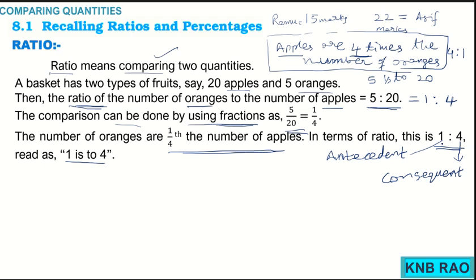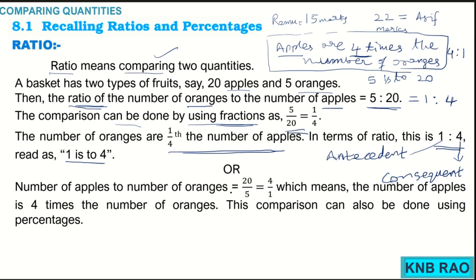What is the meaning of this ratio? It is one way of comparing two quantities using their quotient. How do we get the quotient? When we do the division, we get the quotient. So, that is the meaning of ratio. I hope you got it clearly. Coming to the next, the number of apples to the number of oranges. That ratio will be 20 is to 5, that is 4 upon 1, which means the number of apples is 4 times the number of oranges.